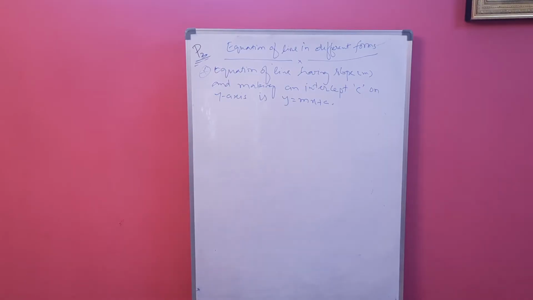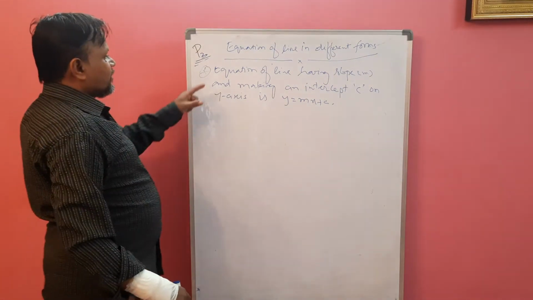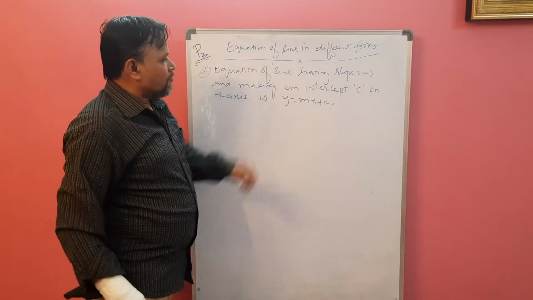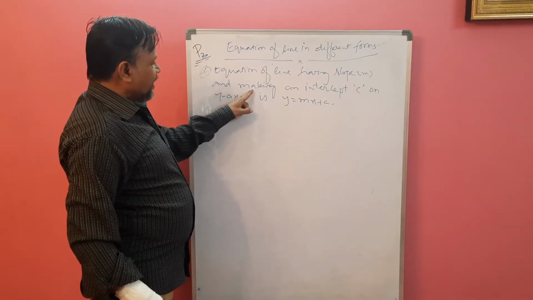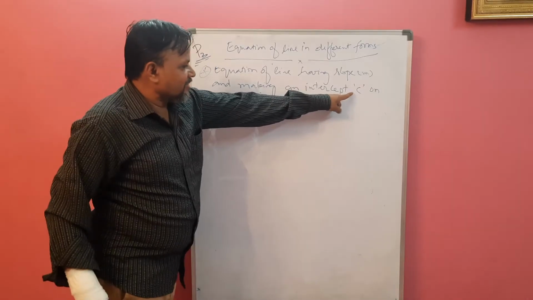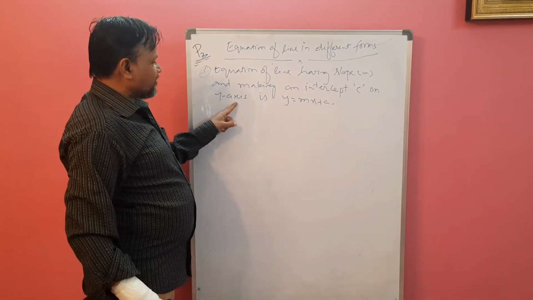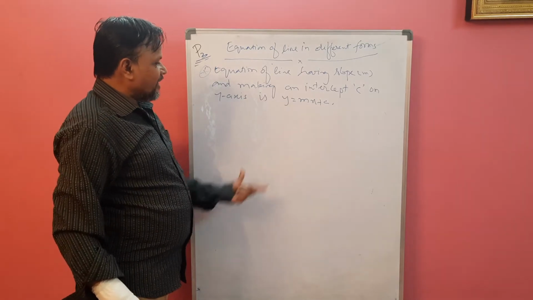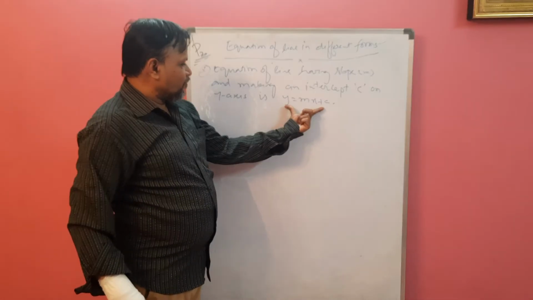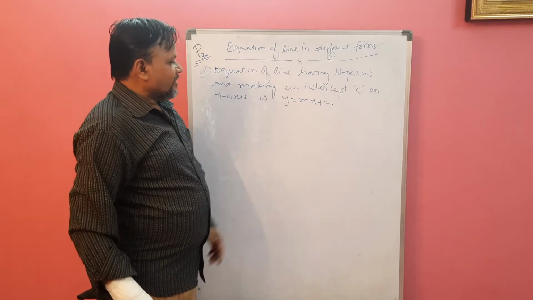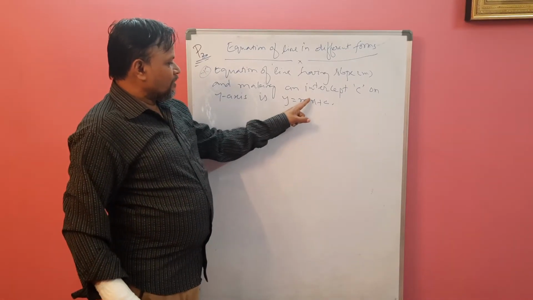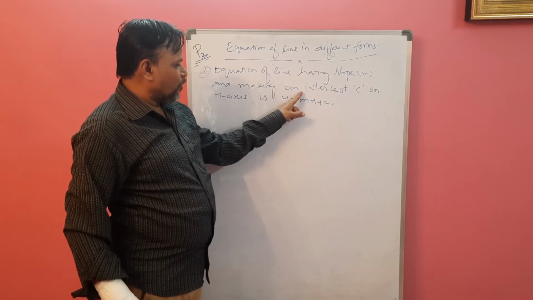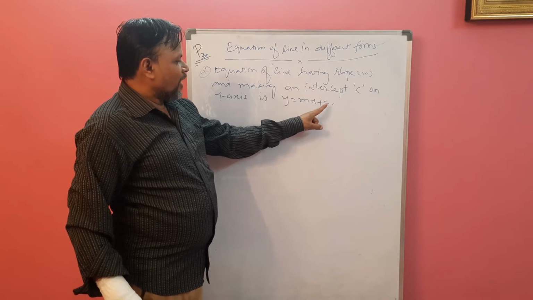Now the third type of equation of a line: the equation of a line having slope m and making an intercept c on the y-axis is y = mx + c. Any line in the form y = mx + c has two important terms. The coefficient of x is m, so it is the slope, and c is the y-intercept.